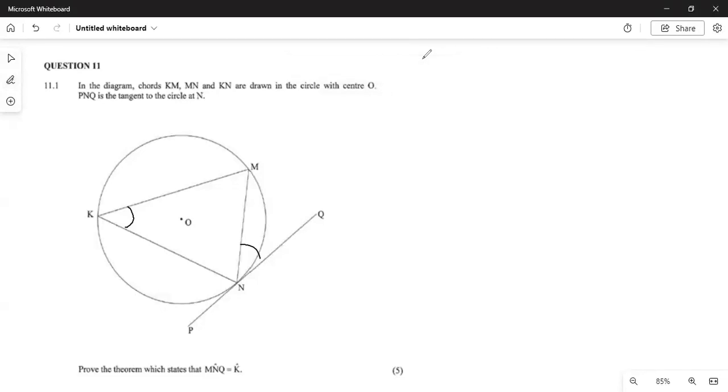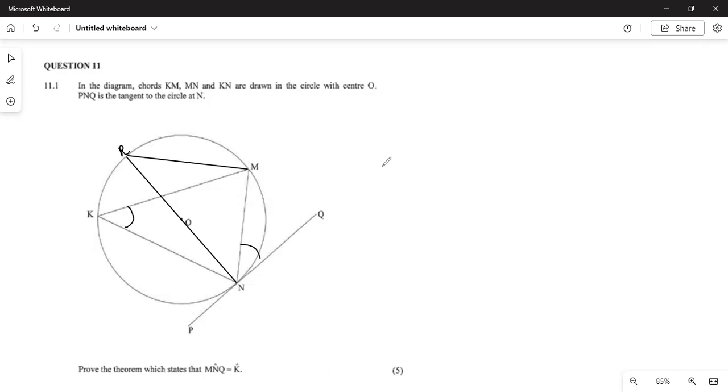Okay, so the first thing we want to do is construct a line. We're going to have a line that goes through N and also O, touching the circle. And we also construct a line from that point to M. So we're going to go ahead and call that point R.